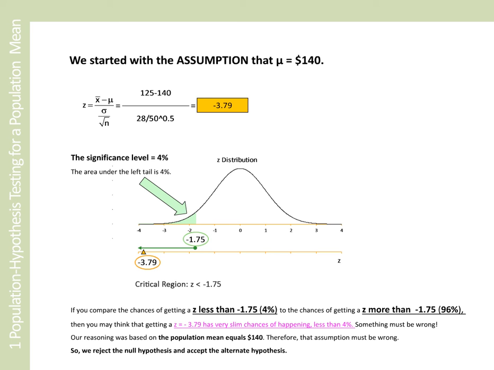less than 4%. Something must be wrong. Our reasoning was based on the population mean equals $140. Therefore, that assumption must be wrong. So, we reject the assumption, the null hypothesis, and accept the alternate hypothesis.